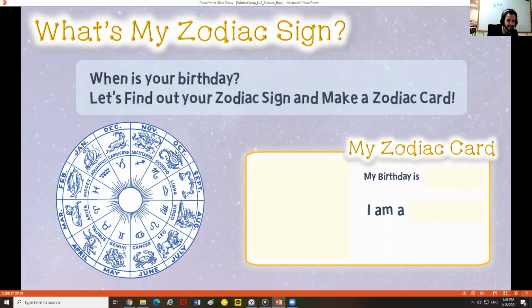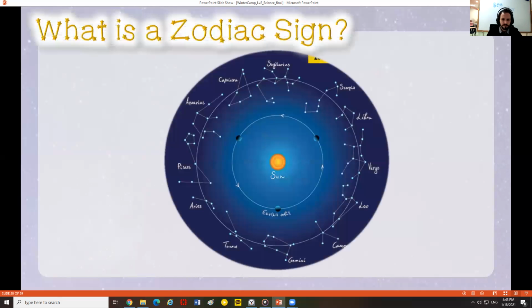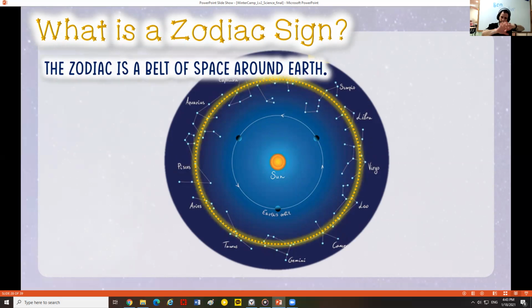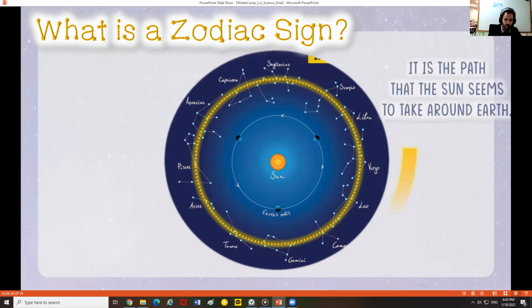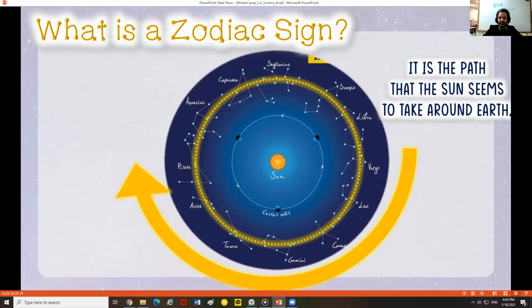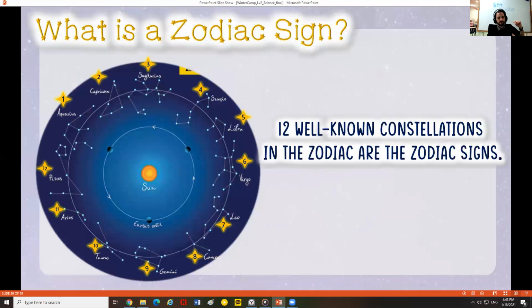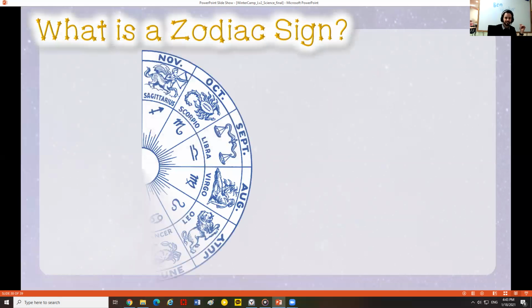And finally, on the very last page of our worksheet, we are going to find our zodiac signs. So, when is your birthday? Let's find out and make our own zodiac card. So, what is a zodiac sign? Well, the zodiac is a belt of space around the Earth. This is the path that the sun appears to take around the Earth. 12 well-known constellations in the zodiac are the zodiac signs.